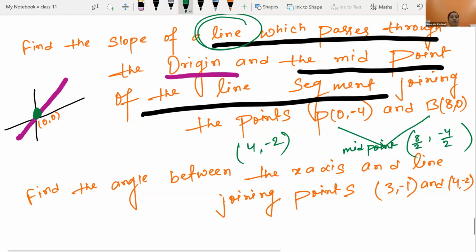Please finish it quickly. Do it by yourself. Do it quickly, then we'll be moving to the next question, and then today we'll be discussing the angle between two lines.